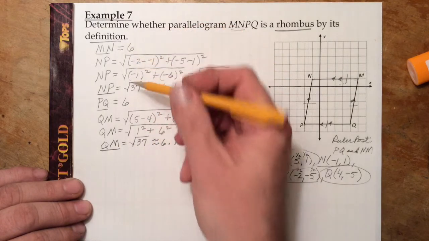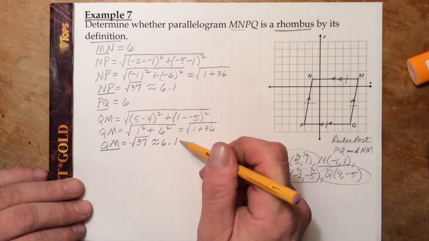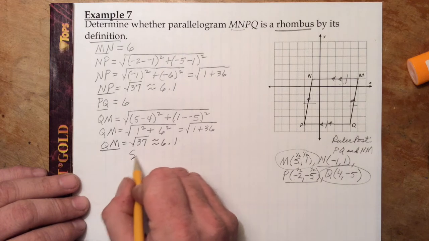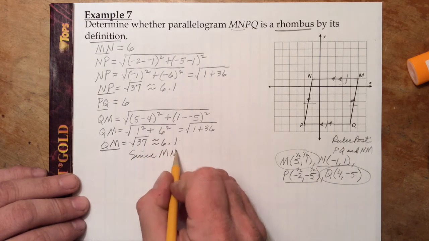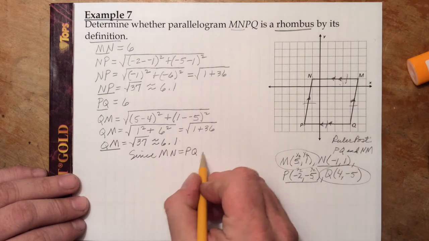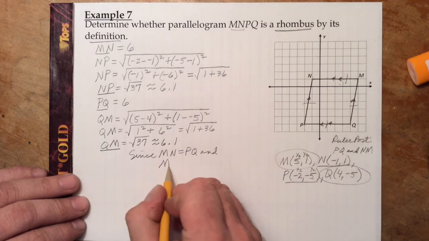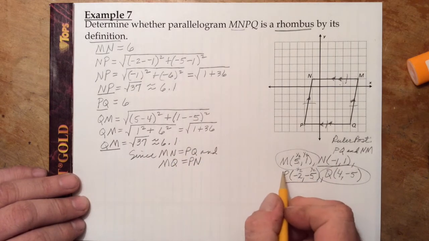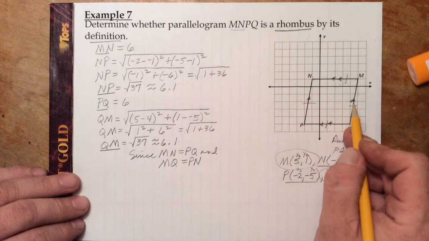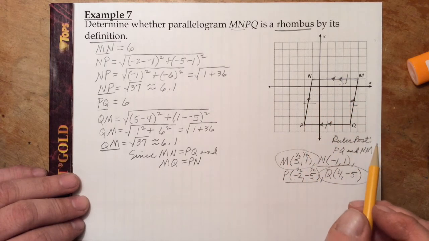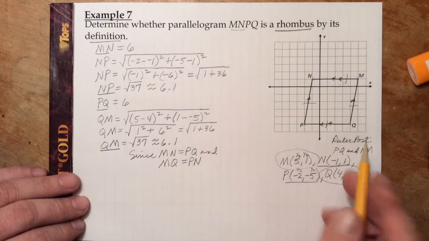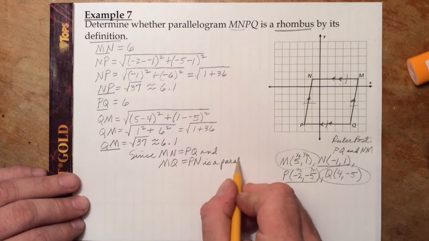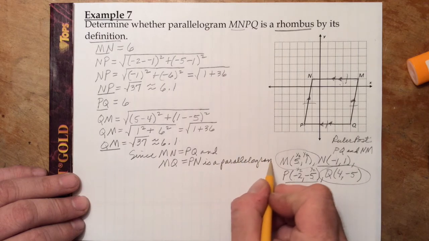So here, here, here, and here show us that this is not going to be a rhombus. So since MN is equal to PQ and MQ is equal to PN, what is this? It's not a rhombus, but opposite sides are congruent to each other. That would make it a parallelogram, but just a general parallelogram.